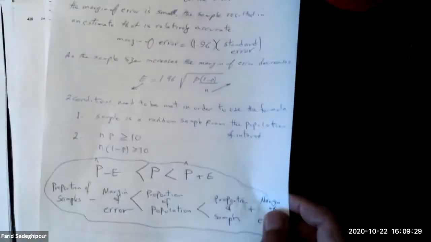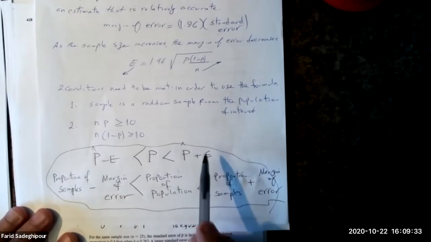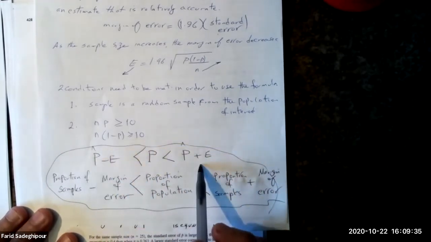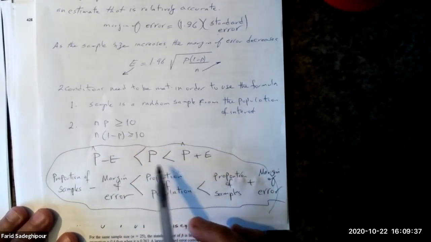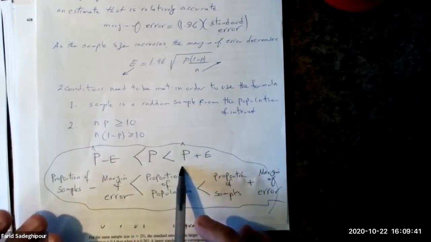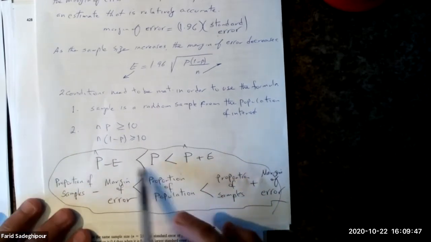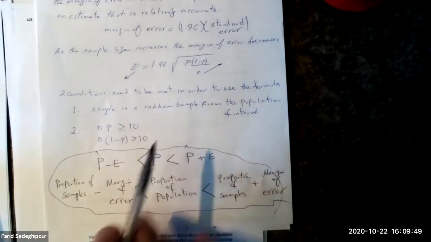See, the original formula is this. When you finally come up with an interval, this is a proportion of the population, and this is the proportion of the samples. This E, they call it margin of error, okay? To understand this better, let's think of this example.